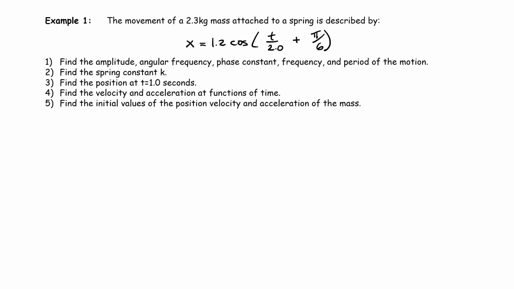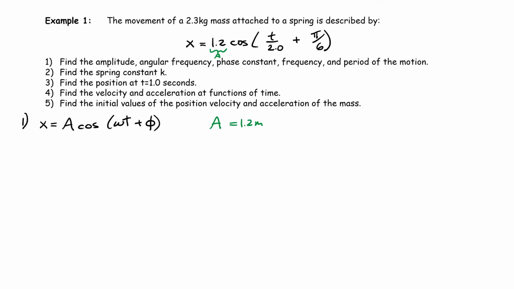Right now we're given this equation, so we have to pick out what the important quantities are. Remember, a general expression for the motion is something like this: A cos of omega t, and then plus some phase constant. If you compare these two, you can right away see that this here has to be my amplitude. Just by inspection, the amplitude here would be 1.2 meters.